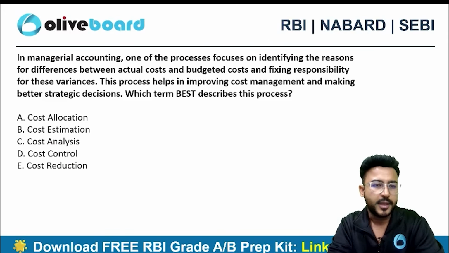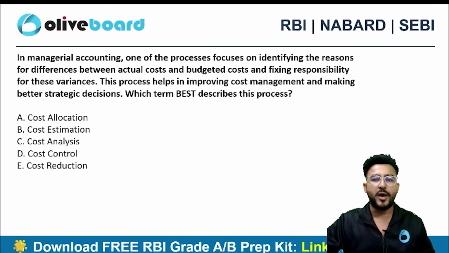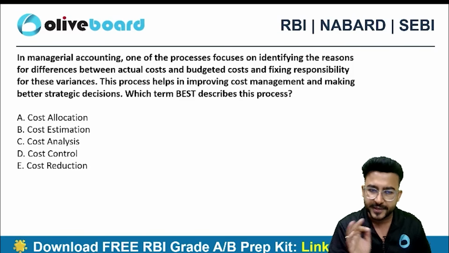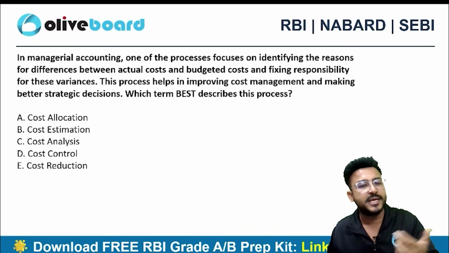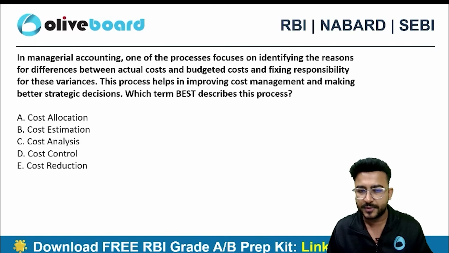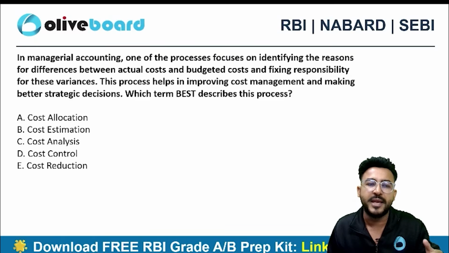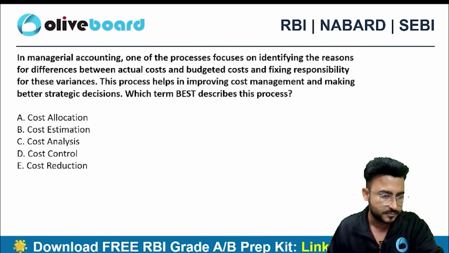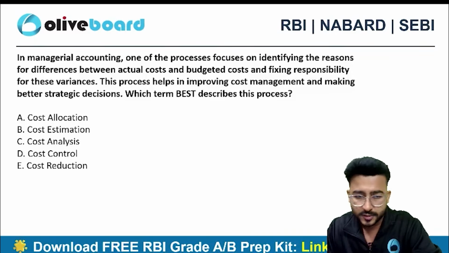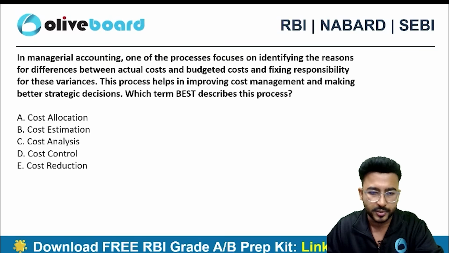In managerial accounting, one of the processes focuses on identifying the reason for differences between the actual cost and the budgeted cost and fixing responsibility for these variances. This process helps in improving cost management and making better strategic decisions. Which term best describes this process? Cost allocation, cost estimation, cost analysis, cost control, or cost reduction? What do you think?